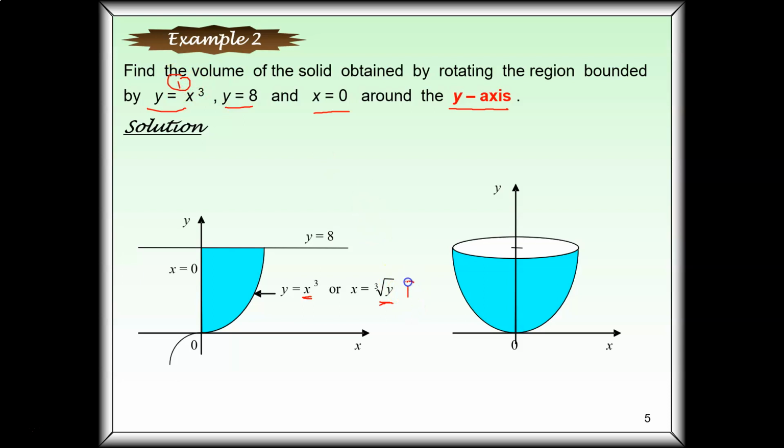This is number 1. And then the second line will be y equal to 8. This one, the straight line. So this is number 2. And the third line will be x equal to 0. So where is x equal to 0? This is the one, x equal to 0. This straight line, the y-axis, is x equal to 0. This is number 3. Sorry.